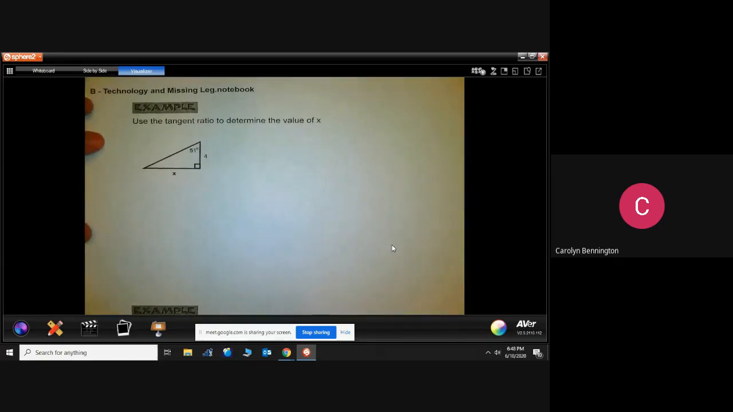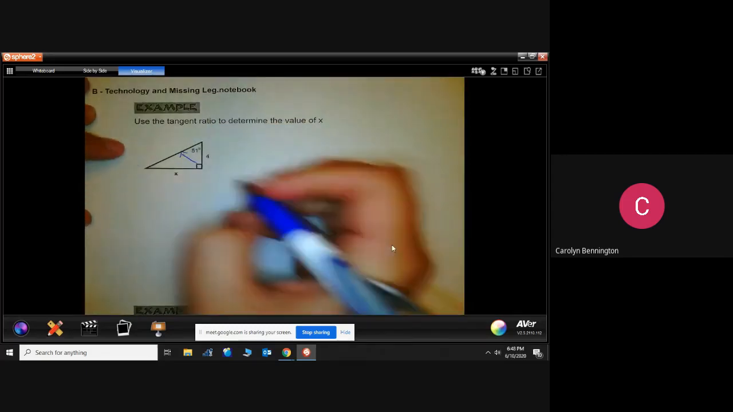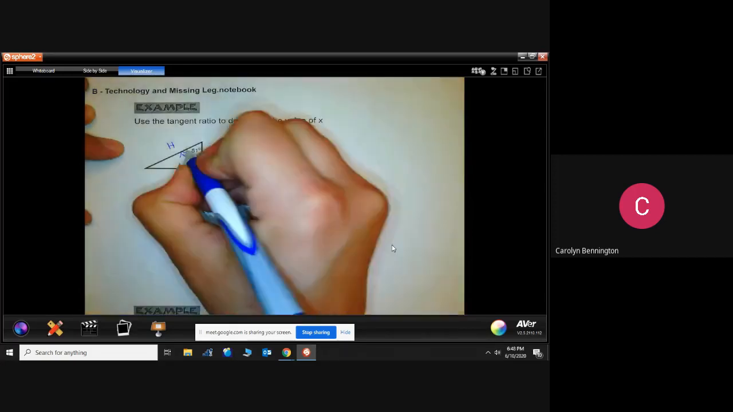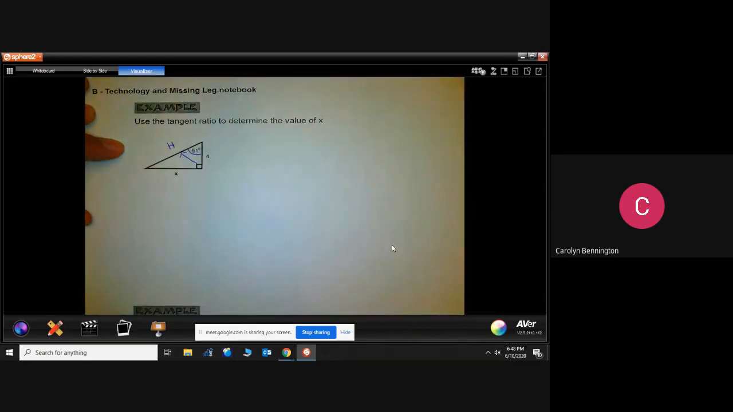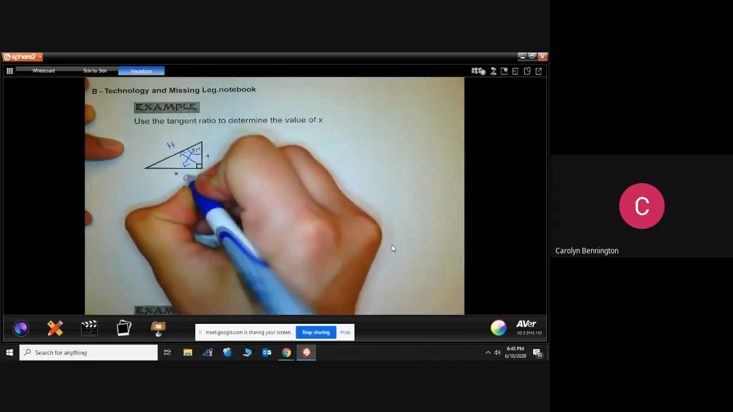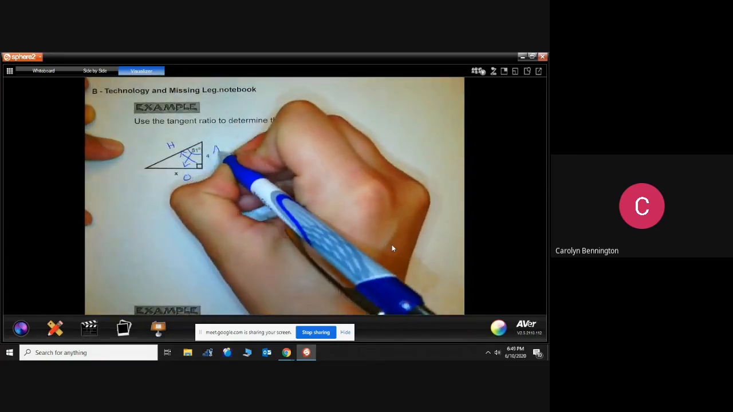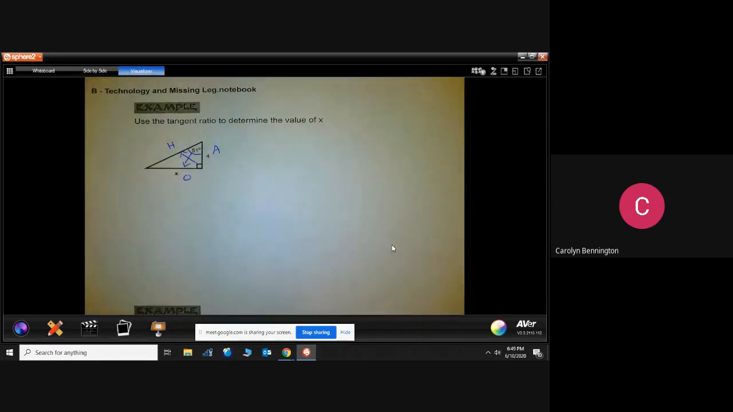Okay, looking at the next example, it says use the tangent ratio to determine the value of x. So again, starting off, we're going to label our triangle. So directly across from the 90 degrees is our hypotenuse. We've got our angle of 51 degrees. Directly across from that is the opposite side. And then the side that's 4 is our adjacent side.